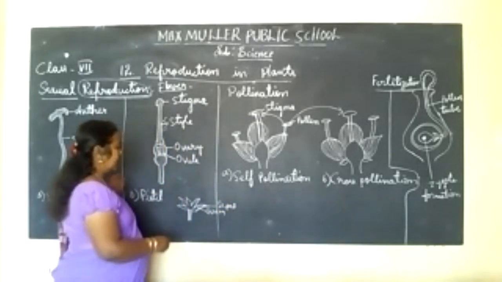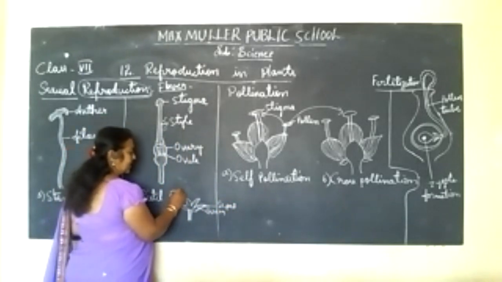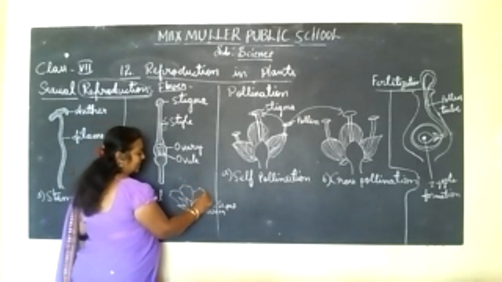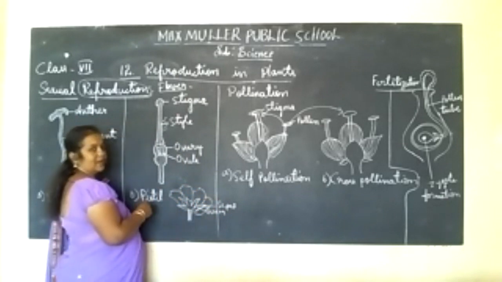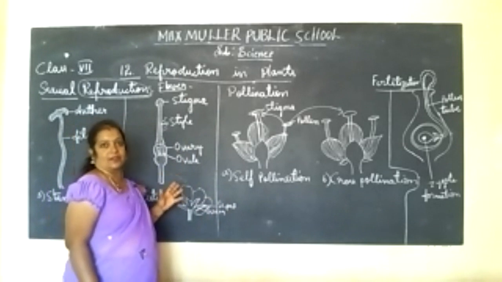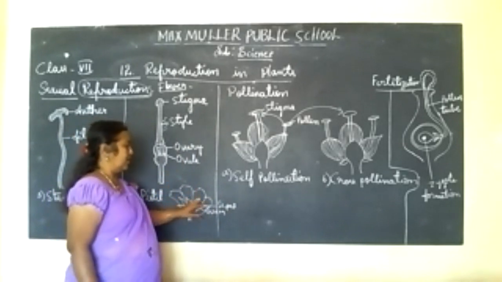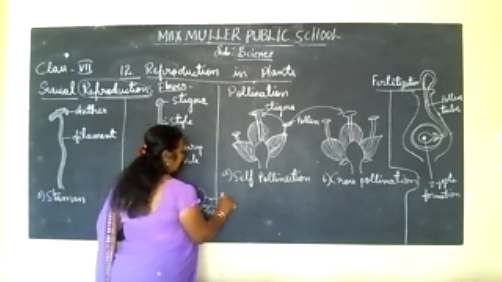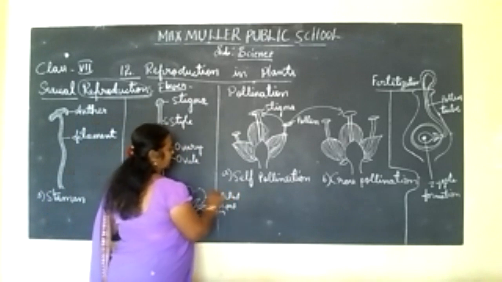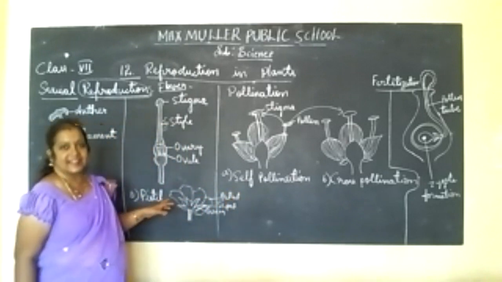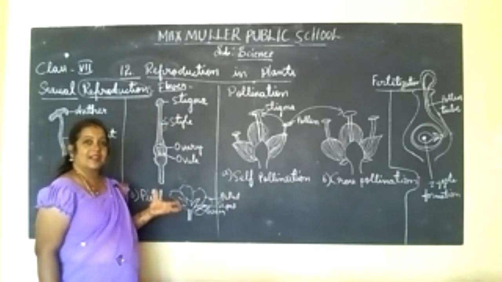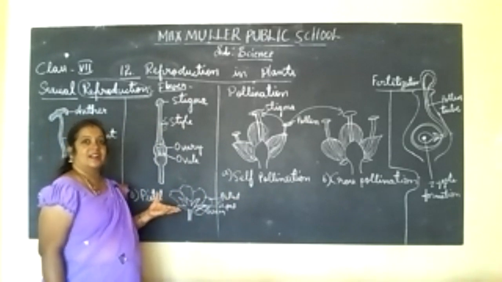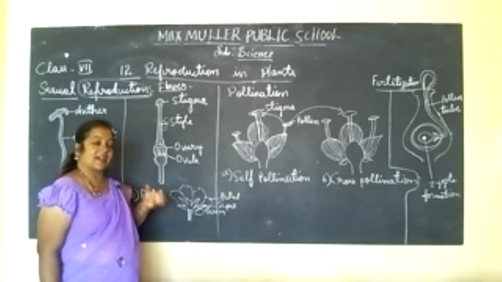So after that, you can see the bright colorful petals. They are very bright and very attractive to look at, so we will call it a petal. These are meant for attracting the insects. Petals are very colorful, bright, and they have very good fragrance.